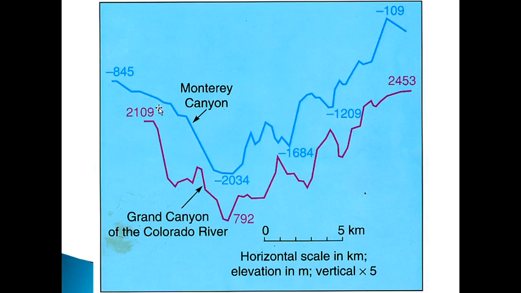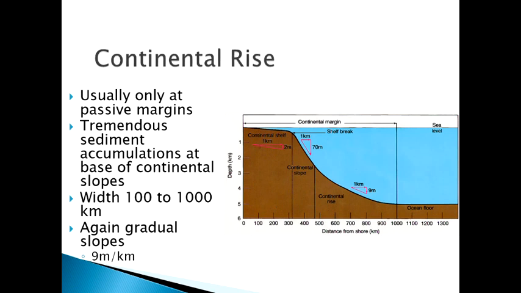If you look at these cross sections, look at the Monterey Canyon, look at that relief from the highest point to the bottom. Compare that to the Grand Canyon. Again, some of these submarine canyons are bigger than what most of us assume are the largest canyons on Earth. So if you've seen the Grand Canyon and you know what a big hole that is, think about this. The Monterey Canyon, the Hudson Canyon, all of these big submarine canyons that are cutting across the shelf are bigger.